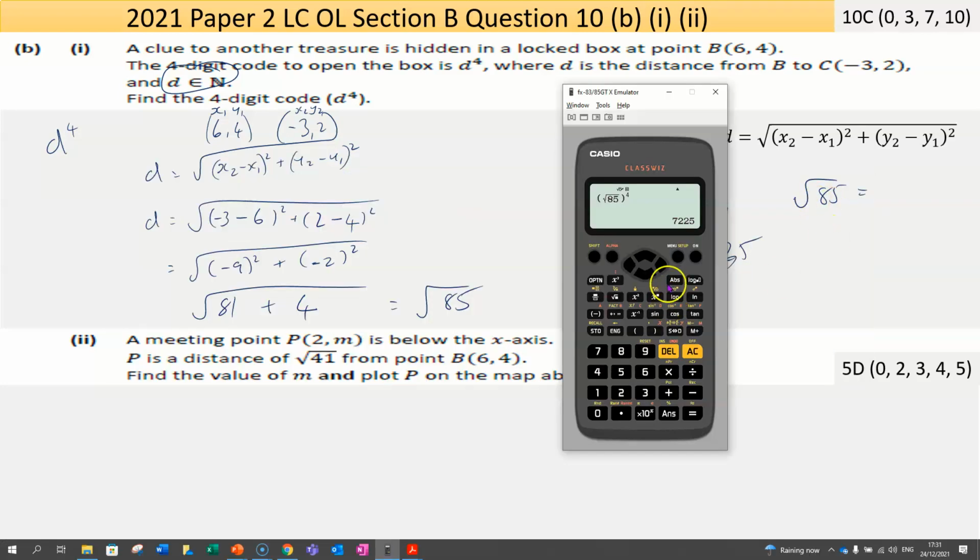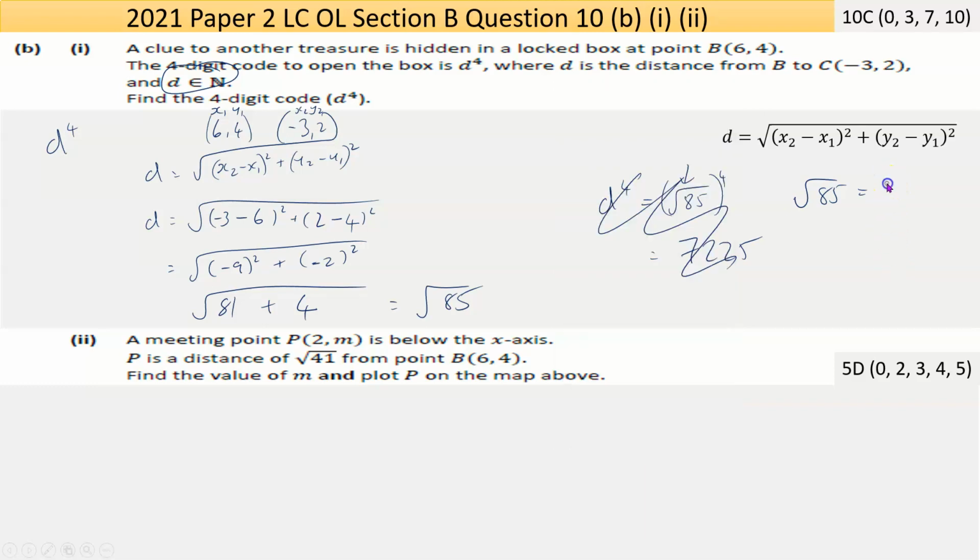Now, that would be the square root of 85. It'll be an irrational. Okay, that is 9.21, which is not a natural whole number. But if I round that down to the nearest natural whole number, it would be 9. So my D to the power of 4 is the same thing as 9 to the power of 4, which is 6561. I'm actually looking at the answer. That's how I copied it. I was wrong.